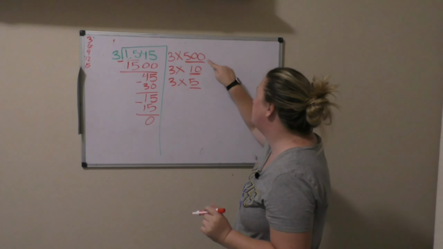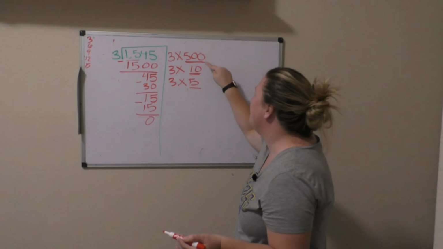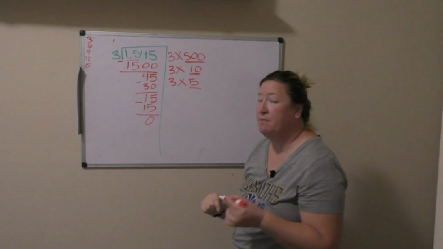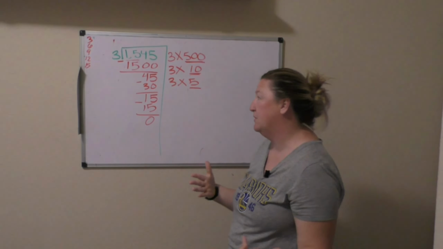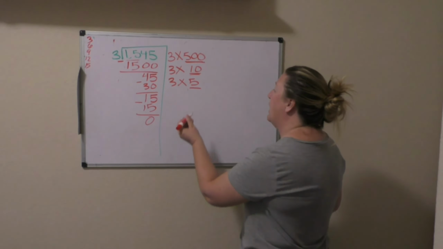I told you that 500 that I underlined was important. If you notice, every time I multiplied 3 by a number, I underline that number, because those are the numbers that I'm going to add together to get my answer. 500 plus 10 plus 5. I know that 500 plus 10 plus 5 gives me 515. So 1,545 divided by 3 gives me 515.